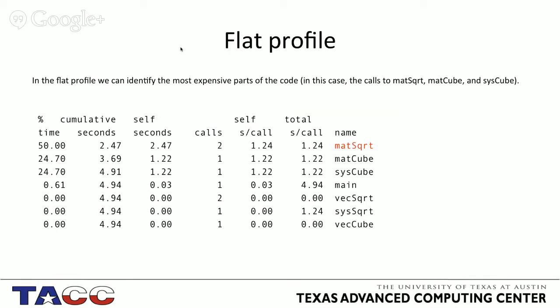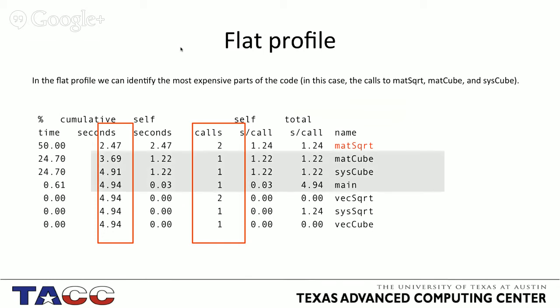You have the number of calls, which is 1 in most cases, apart from mat-sqrt, which is 2 calls. And then you have self-seconds and total seconds for each call. Now, in this case, the things that I normally look at are the cumulative seconds and the number of calls. If I look at this carefully, in this case, well, that gray block should have been shifted 1 line up. In this case, we have 3 routines, which are the mat square root, the mat cube, and the sys cube, that take literally almost 100% of your time. It's 99.4% of your execution time.